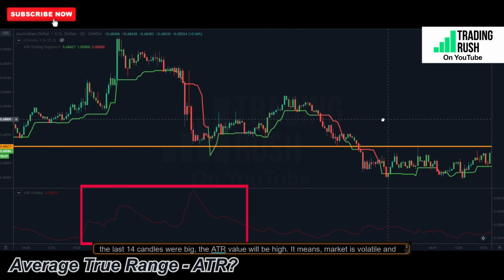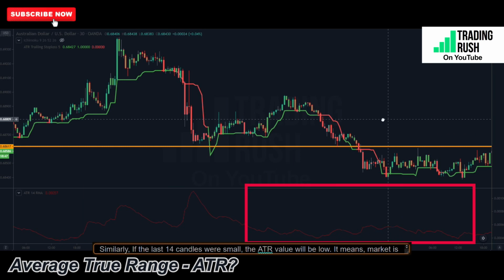If the last 14 candles were big, the ATR value will be high. It means the market is volatile and bigger candles can form, therefore, we should not set our stop loss close to our entry. Similarly, if the last 14 candles were small, the ATR value will be low. It means the market is not that volatile and there is a low probability of a big candle appearing, therefore, we can set our stop loss close to our entry.